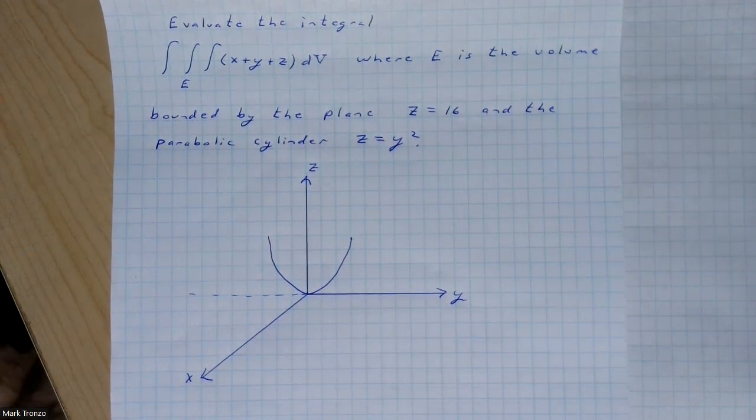Let's take a look at this example. It says evaluate the integral of x plus y plus z, where E is the volume bounded by the plane z equals 16 and the parabolic cylinder z equals y squared.